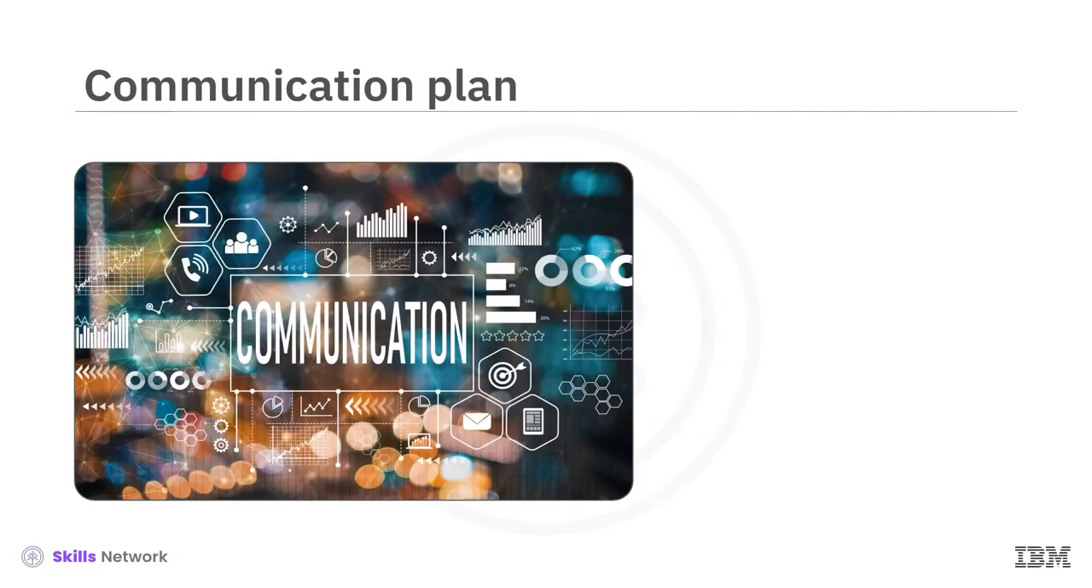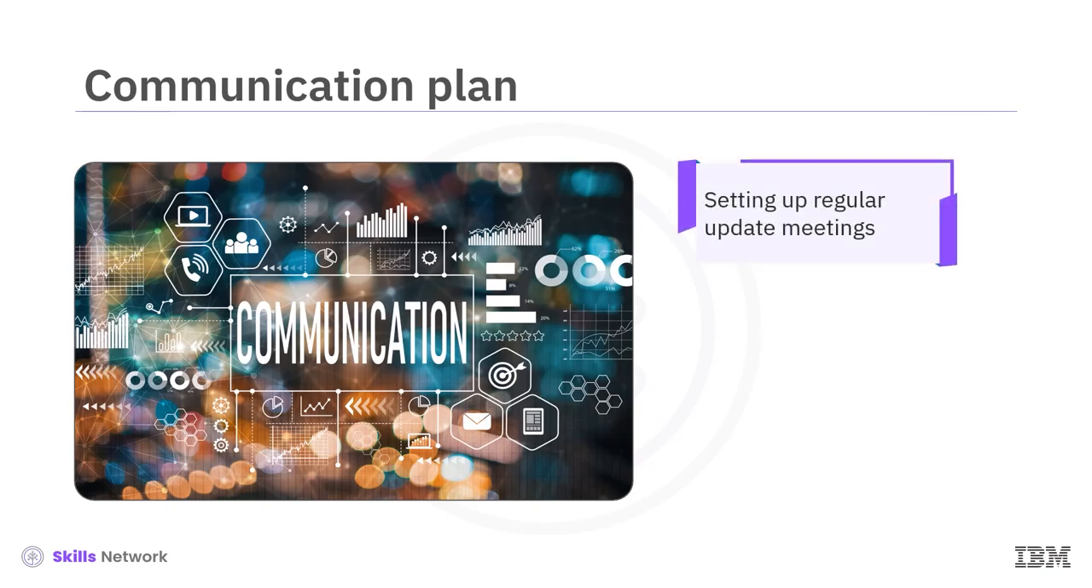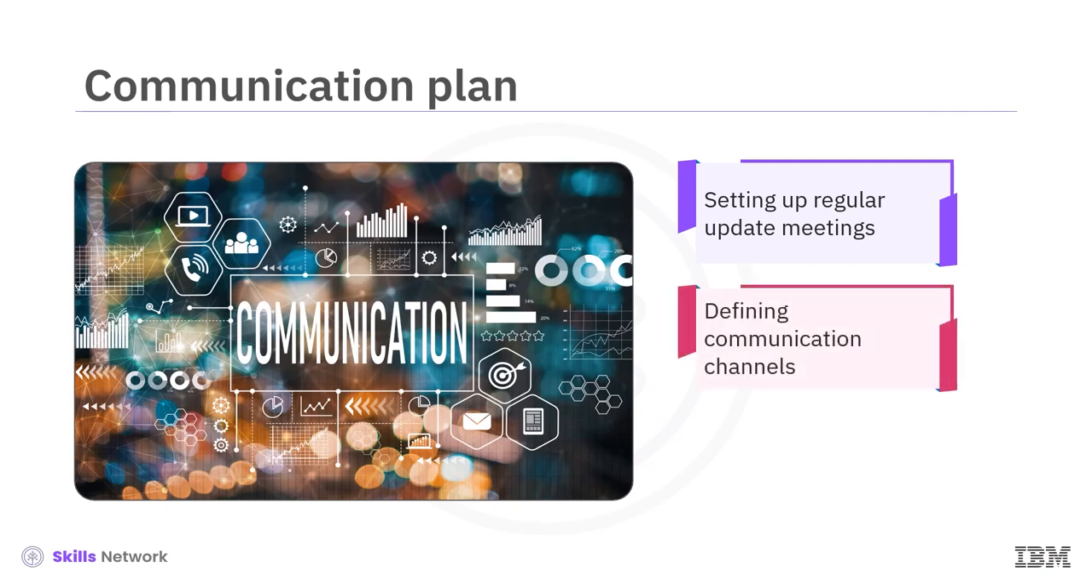A clear communication plan is essential for maintaining transparency and coordination throughout the penetration test. This includes setting up regular update meetings, defining communication channels, and naming points of contact. A well-structured communication plan ensures that all stakeholders stay informed about the test progress and any immediate findings that require attention.